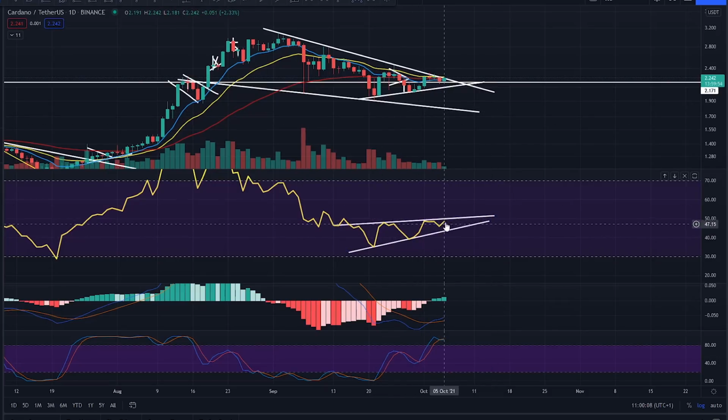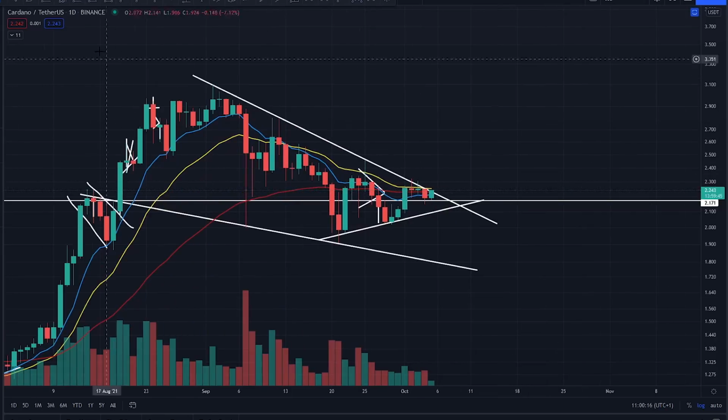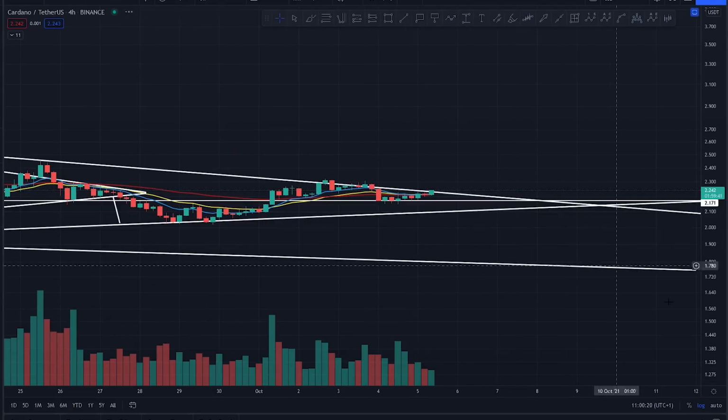Break this trend line in the RSI, start to break it, take out this high, and then equally break out this high here to invalidate this bearish divergence that you've got on the cards for Cardano at the moment. So on the 4-hourly time frame, we'll take a look at it right now.